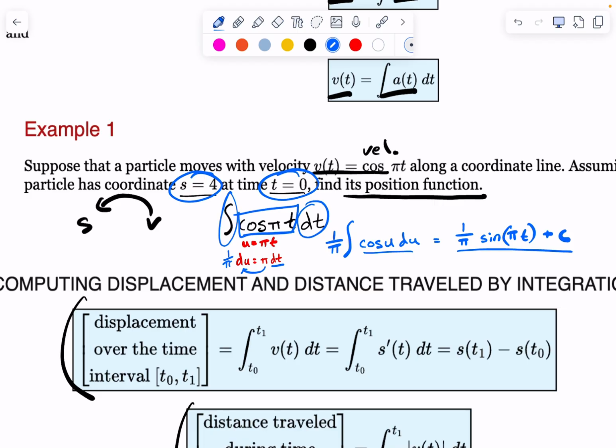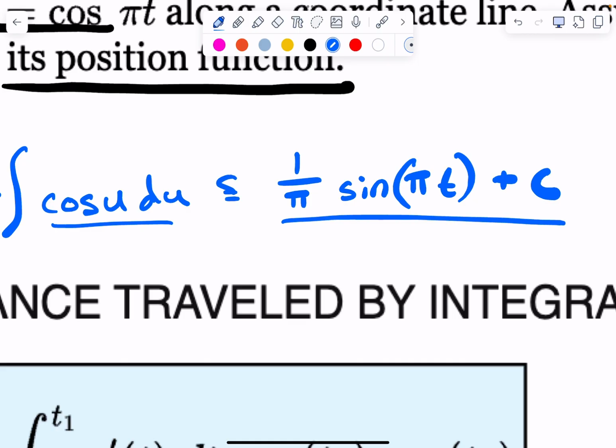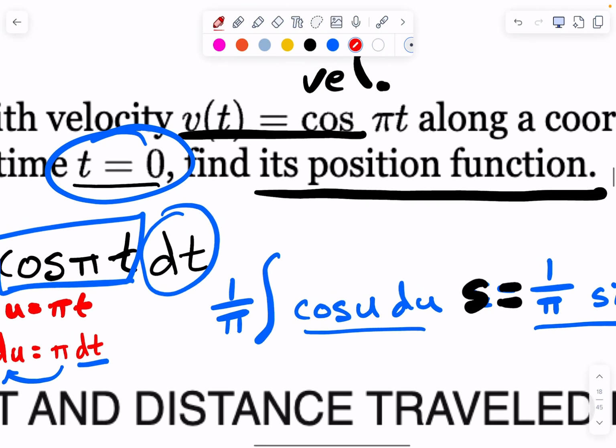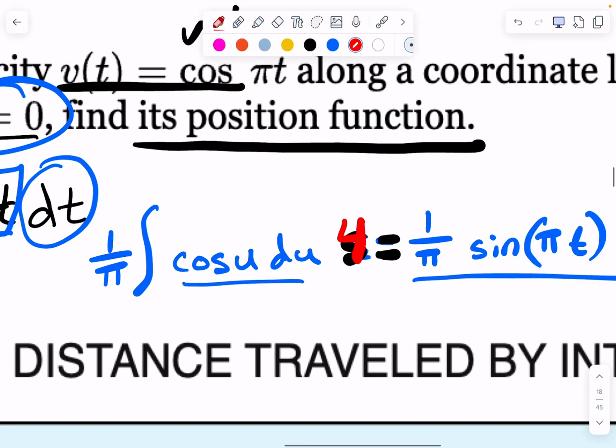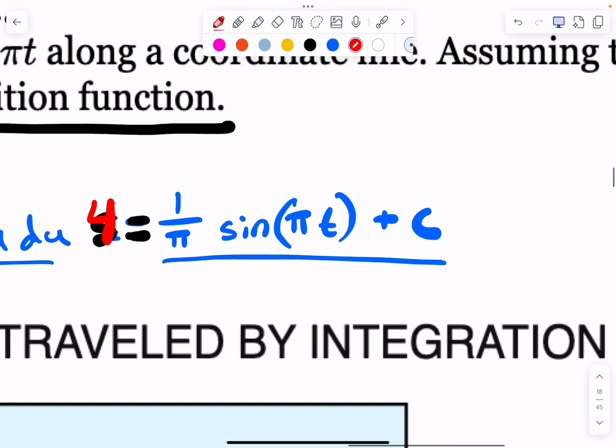To find c, right? So this is the equation of s. Let me use a different color. s is equal to that. We plug those in and we use that to find c, for the exact position function. So s is, what did they say, 4? s is 4 at a time of 0. I'm going to plug 0 in.